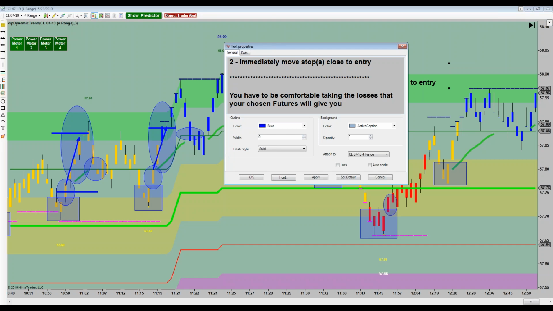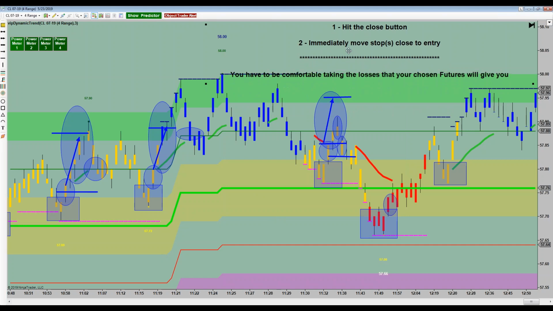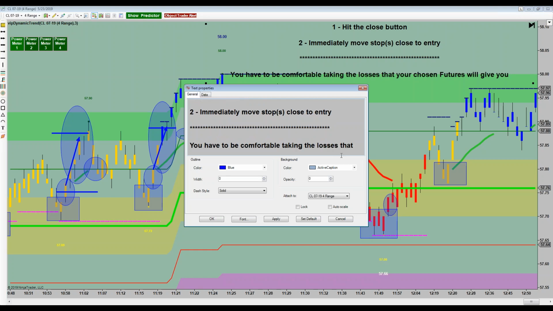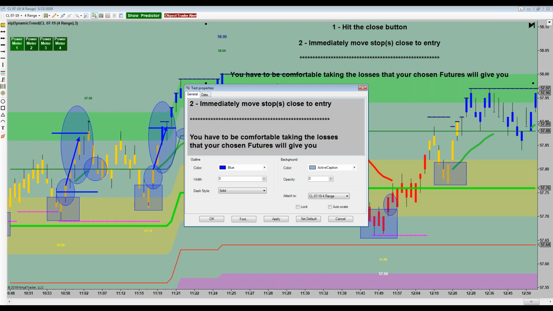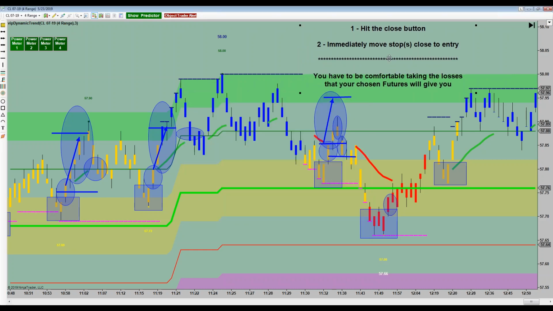What does that mean? That doesn't make any sense to me. Get comfortable with the chosen thing. What are you talking about? Is it some kind of chosen, come down from the mountain and somebody said, whatever? What am I talking about there? You have to be comfortable taking the losses that your chosen instrument will give you.